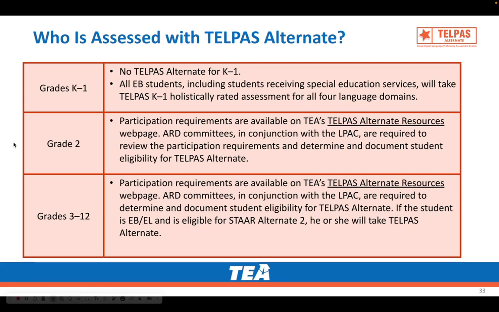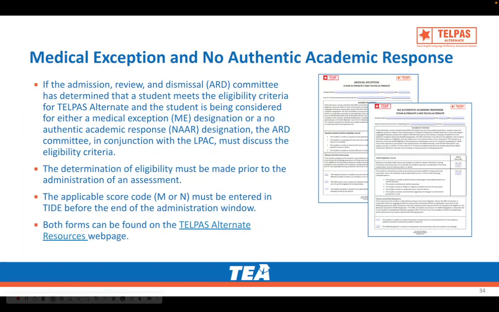Basically for grade 2 students, if the ARD committee feels this student will absolutely qualify for STAAR Alt 2 when they get to third grade, then we will do TELPAS Alt at second grade as well instead of TELPAS. Again, if you have any questions, let us know, but y'all always do a great job with this. There are pieces where some students might have the no authentic academic response, or the NAR, or the medical exclusions or exemptions. Get with us if you have questions for that.